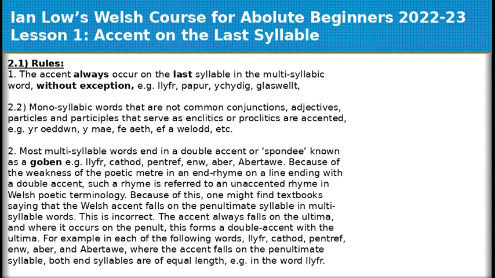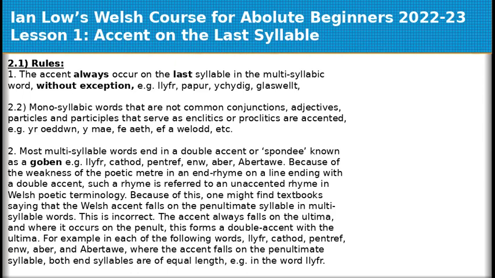which make the claim that the accent in Welsh words normally fall on the penultimate syllable in the metric pattern of a spondee, which is known in terms of Welsh poetic terminology as a goben, when a word ends with a double accent, such as llyfr, cathod, pentref, enw, aber, and Abertawe.